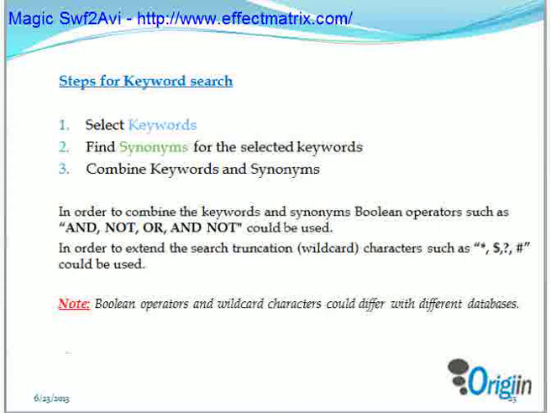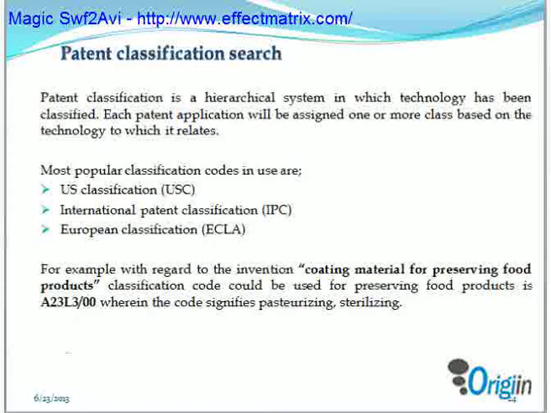Now moving on to patent classification search. Patent classification is a hierarchical system in which technology has been classified. Each patent application will be assigned one or more classes based on the technology to which it relates. Some of the most popular classification codes in use are the US classification code, International Patent Classification, and European Classification, ECLA.